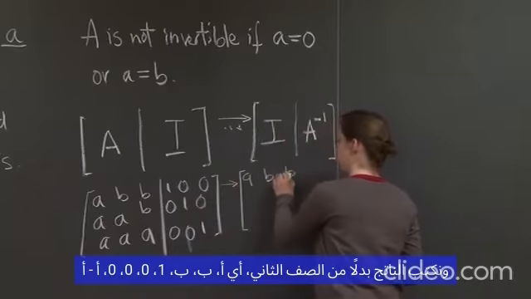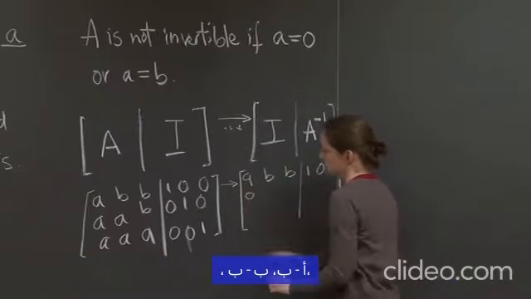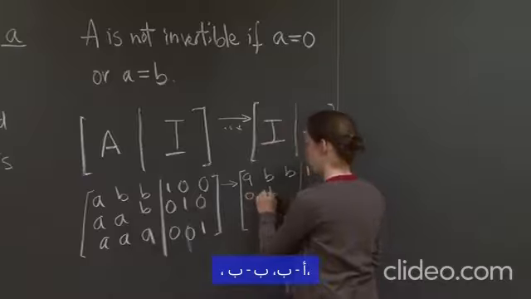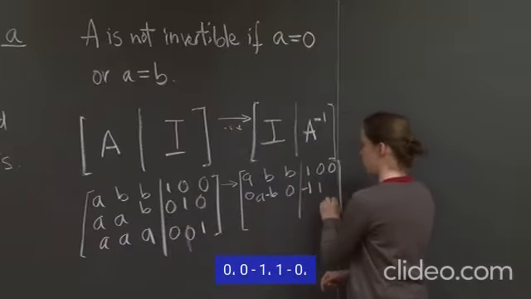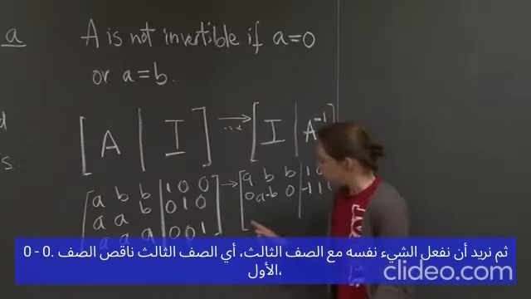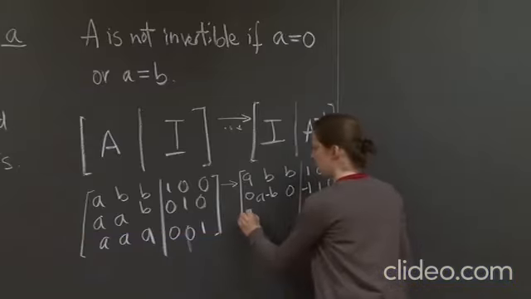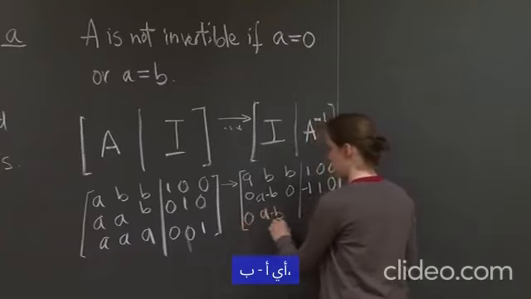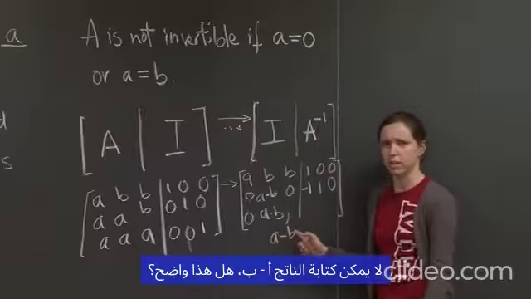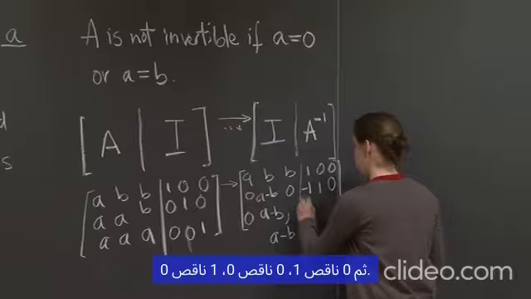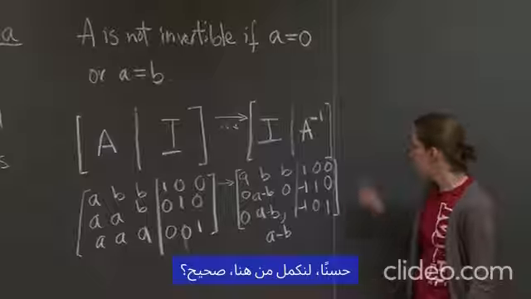So a, b, b, 1, 0, 0. Then 0, a minus b, b minus b is 0, 0 minus 1, 1 minus 0, 0 minus 0. And then we want to do the same with the third row. So let's do row 3 minus row 1: 0, a minus b. Oh, it doesn't fit. a minus b. Can you understand that? And then 0 minus 1, 0 minus 0, 1 minus 0. All right, let's continue up here.